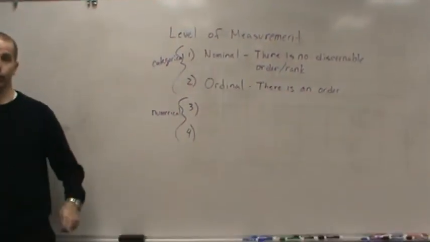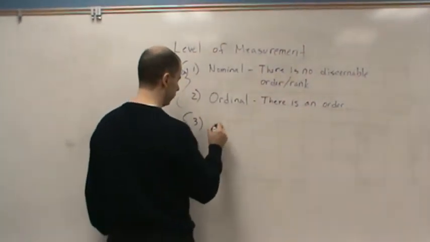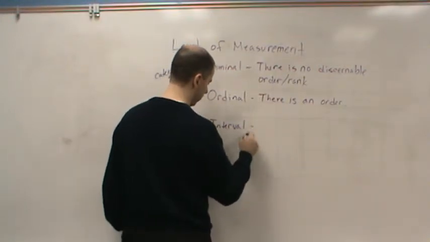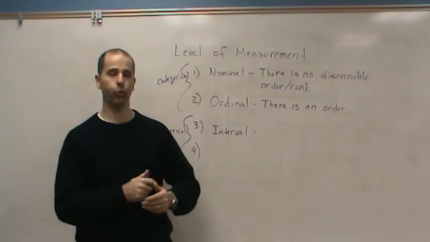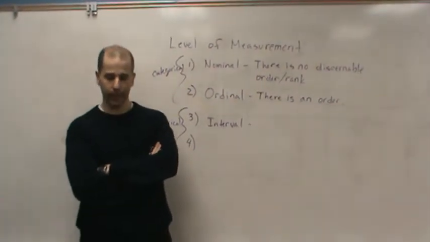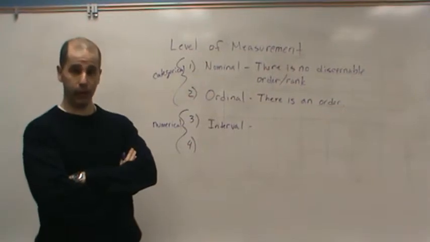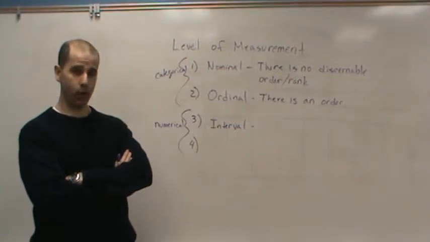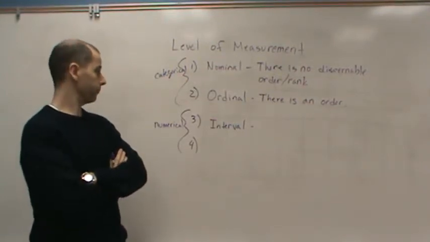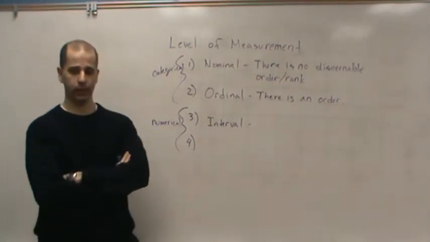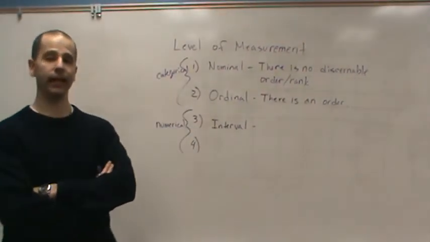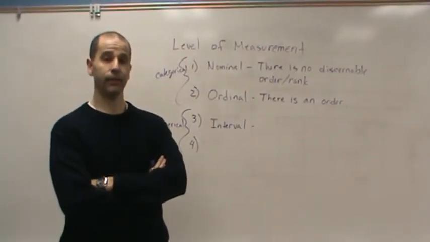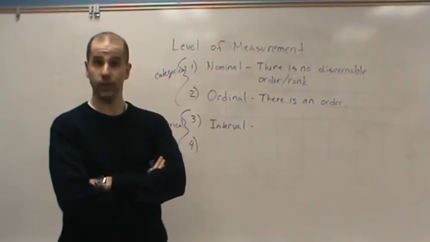Numerical. So the next one, number 3, is what we're going to call an interval level of measurement. Okay. So an interval level of measurement is where we have numerical data and differences of the values make sense. So we can get meaning when we subtract numbers, okay? So that would be an example of data that has an interval level of measurement. So we can subtract values in the data and get meaning from those differences. Okay, so differences are meaningful.